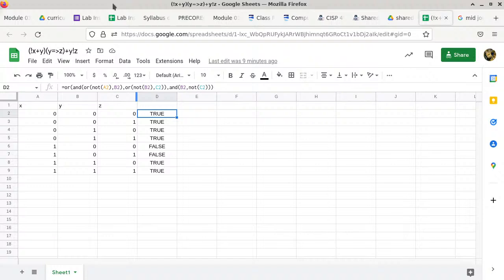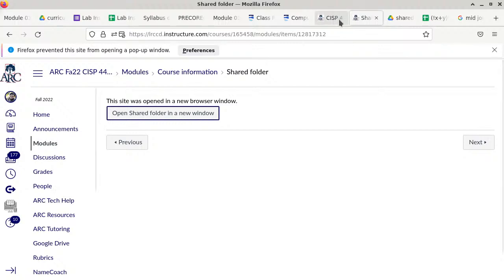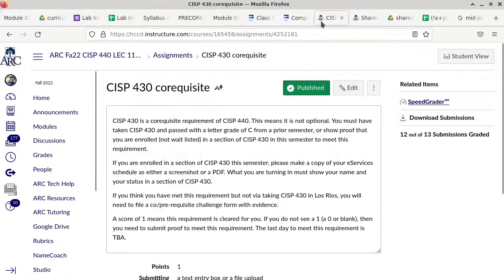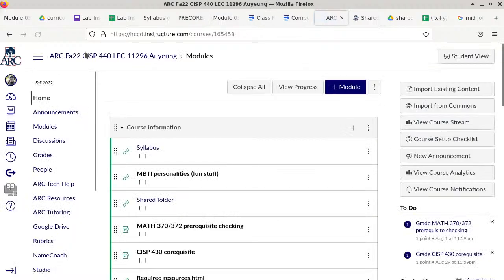Moving on. So let's see, where are we now? I am lost. And I can still get back to the main topic.